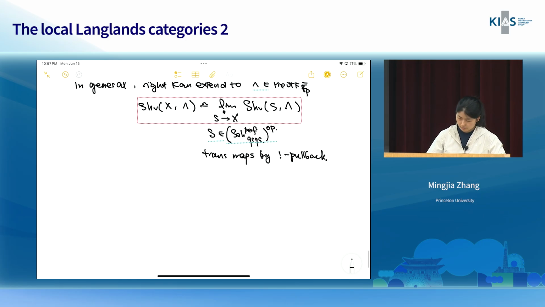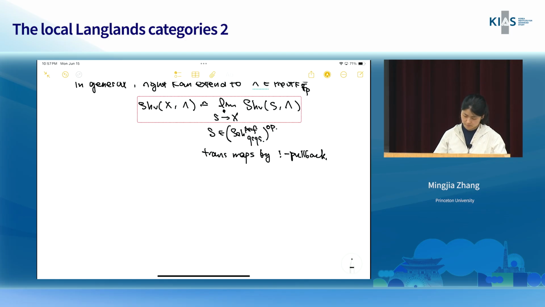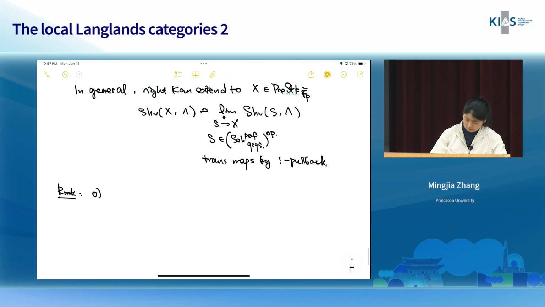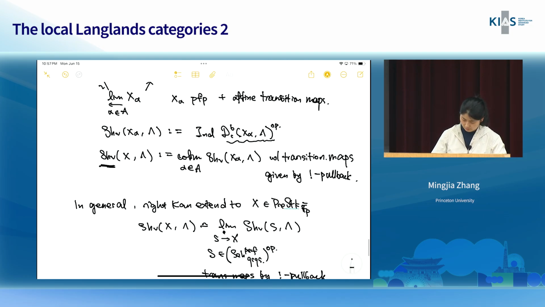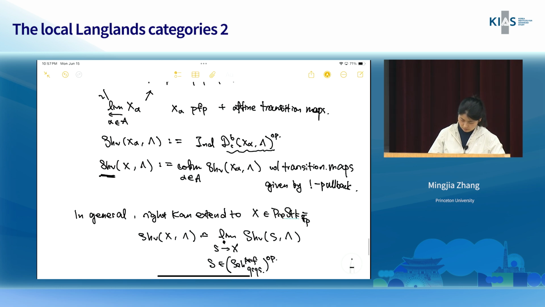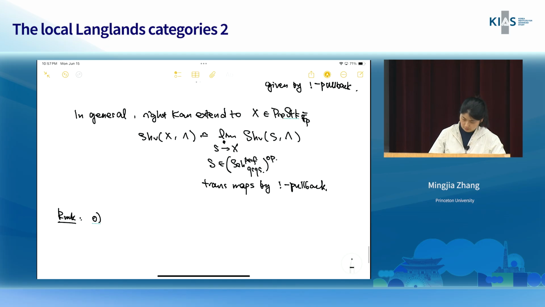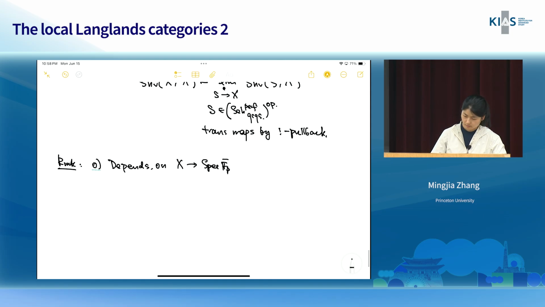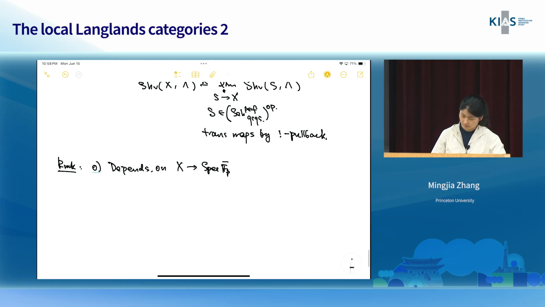Okay, so my time is essentially up. Let me mention a few things about this construction. The first thing is that note that this construction actually depends on the structure map from X to the base field. And so the property of this sheaf category even depends on the base field.